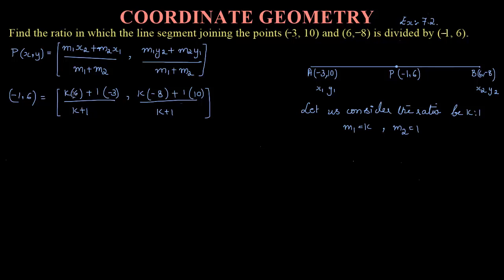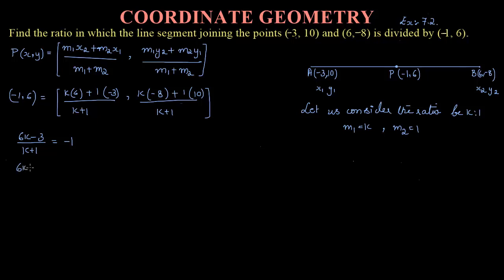So let me just equate. So k into 6 is what? 6k. Plus, minus into minus, 1 into 3 is 3... wait, minus into minus gives plus, so 1 into 3 is 3, divided by k plus 1, which is equal to what? You have equated the x coordinate with this x coordinate, right? So what is the x coordinate here? We have the x coordinate minus 1. So if you are equating the y coordinate, then the second part of this bracket as well as the second part of this bracket you would have considered. I will show you that as well.